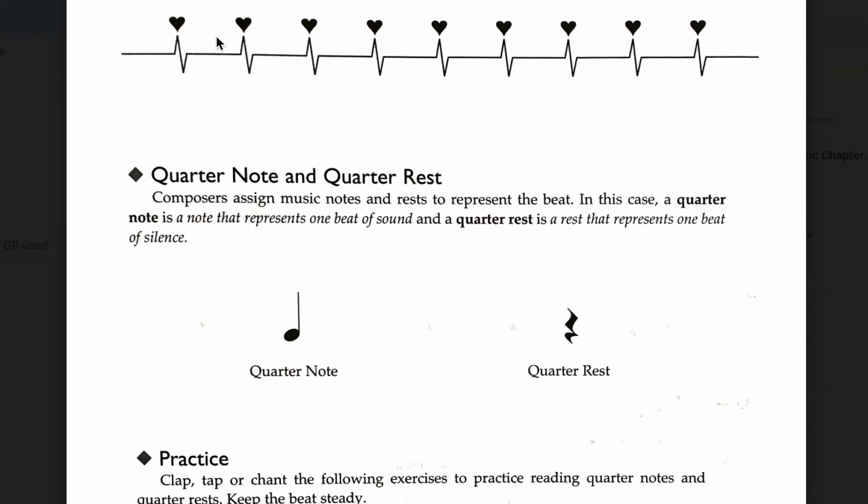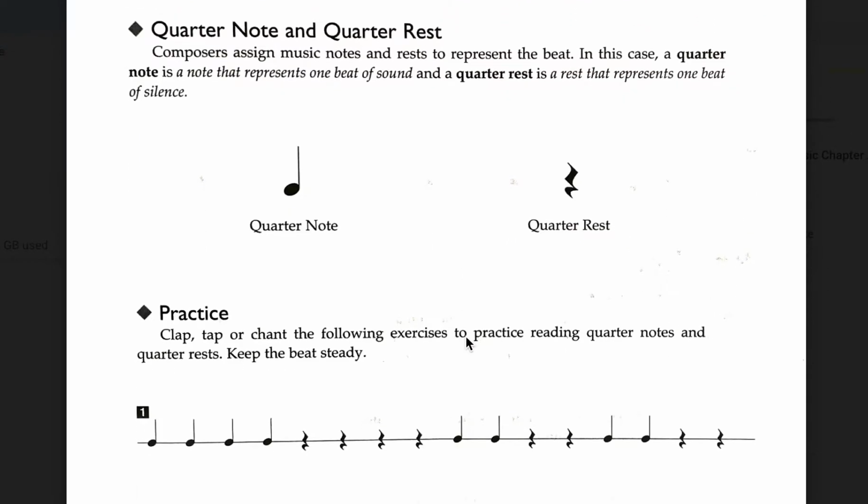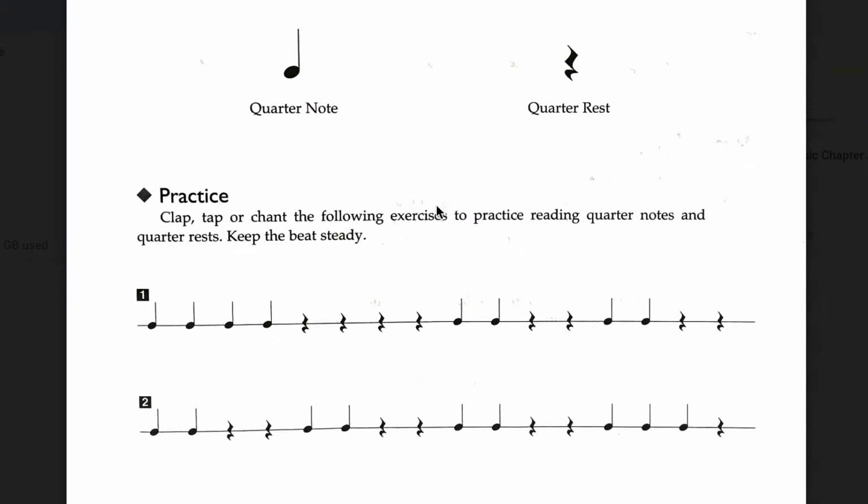The beat. Just as your heart beats with an even pulse, or at least it should, the beat is the steady pulse of all music, so the steady beat never changes. Composers assign music notes and rests to represent the beat. So in this case, a quarter note right here is a note that represents one beat of sound, and a quarter rest is a rest that represents one beat of silence.